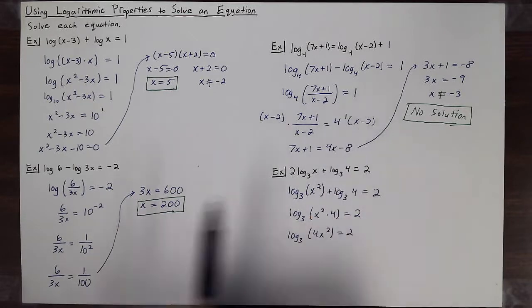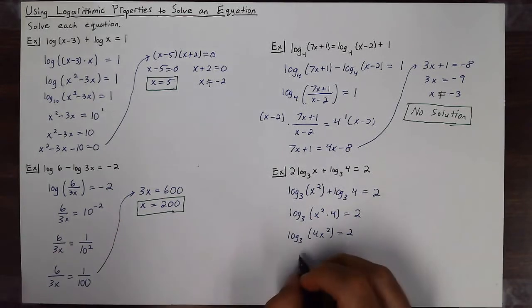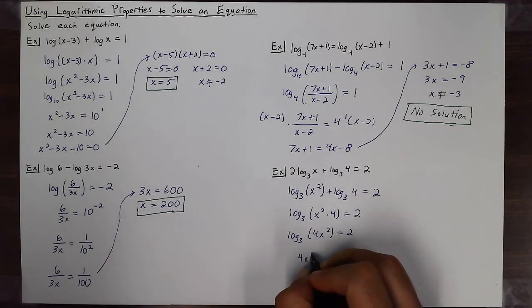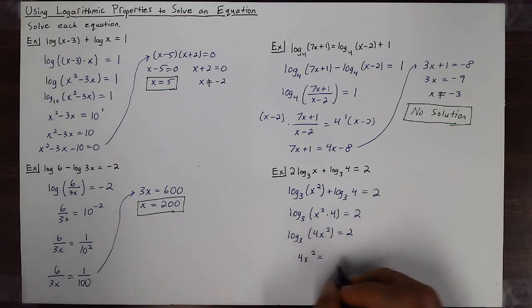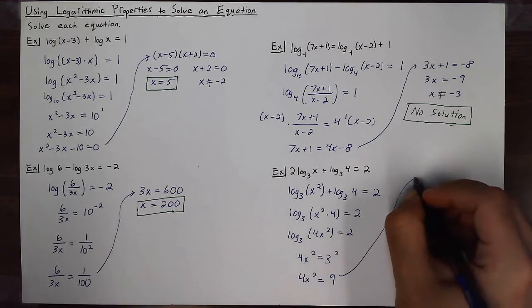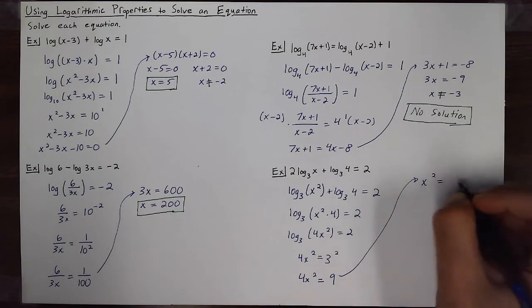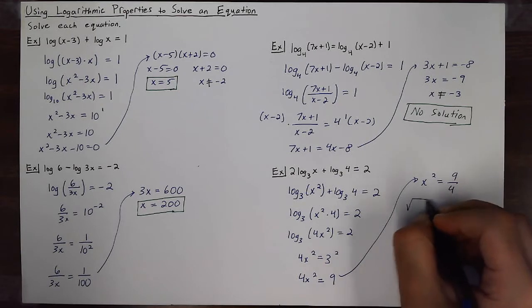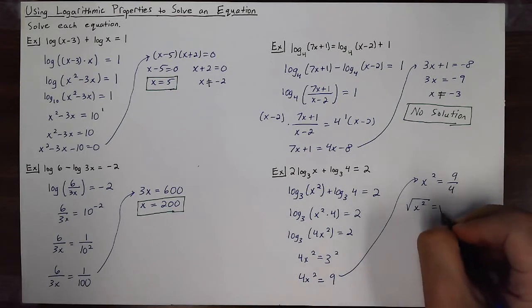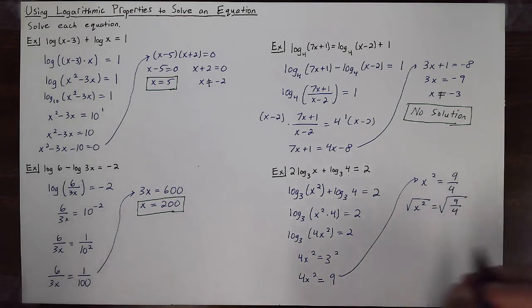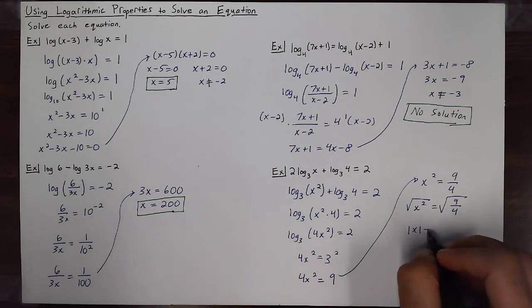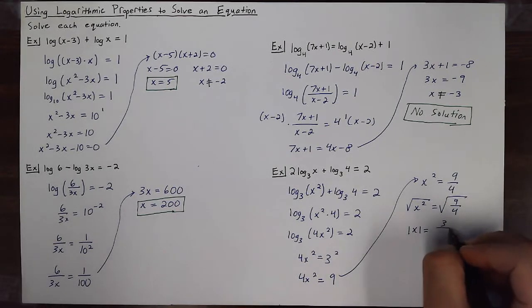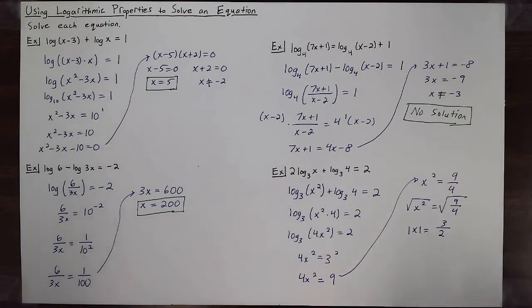to my exponential form like I have in the previous problems. Giving me 4x squared is equal to 3 squared, which is 9. Then I'll divide by 4, give me x squared equals 9/4. I'll then take the square root of each side of my equation. On the left, I'll have the absolute value of x, and on the right, the square root of 9 is 3, the square root of 4 is 2, 3/2.